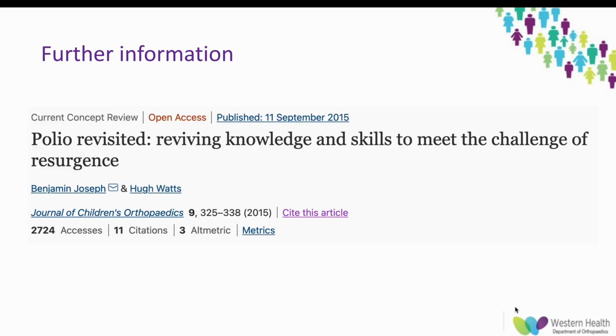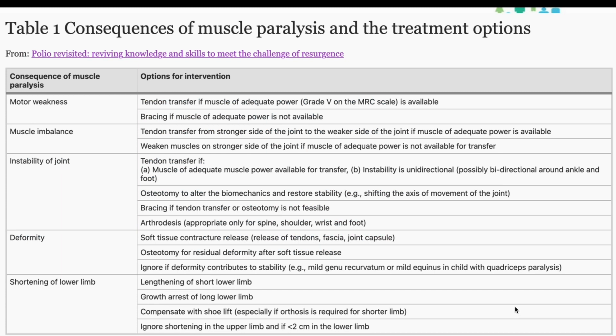If you want more detail about the specific treatment options and their indications, I came across this paper, which was published in India, and it's from a pediatric orthopaedic surgeon, and they go through all the different treatment options in quite a lot of detail. And this is just an example of one of the tables from their paper, and this one is looking at the consequences of muscle paralysis and the different treatment options. If you look just, for example, at shortening of the lower limb, you can see that there are options to either lengthen the shorter limb, cause growth arrest of the longer limb, compensate with, say, a shoe lift, and if the deformity is less than 2 centimeters, then it should be ignored.